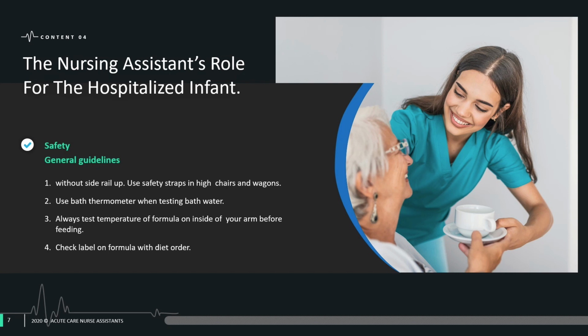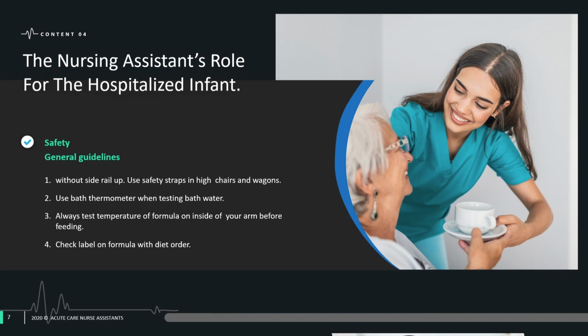Safety general guidelines. With the side rail not up, use safety straps in high chairs and wagons. Use a bath thermometer when testing bath water. Always test the temperature of formula on the inside of your arm before feeding. Check the label on formula with the diet order.